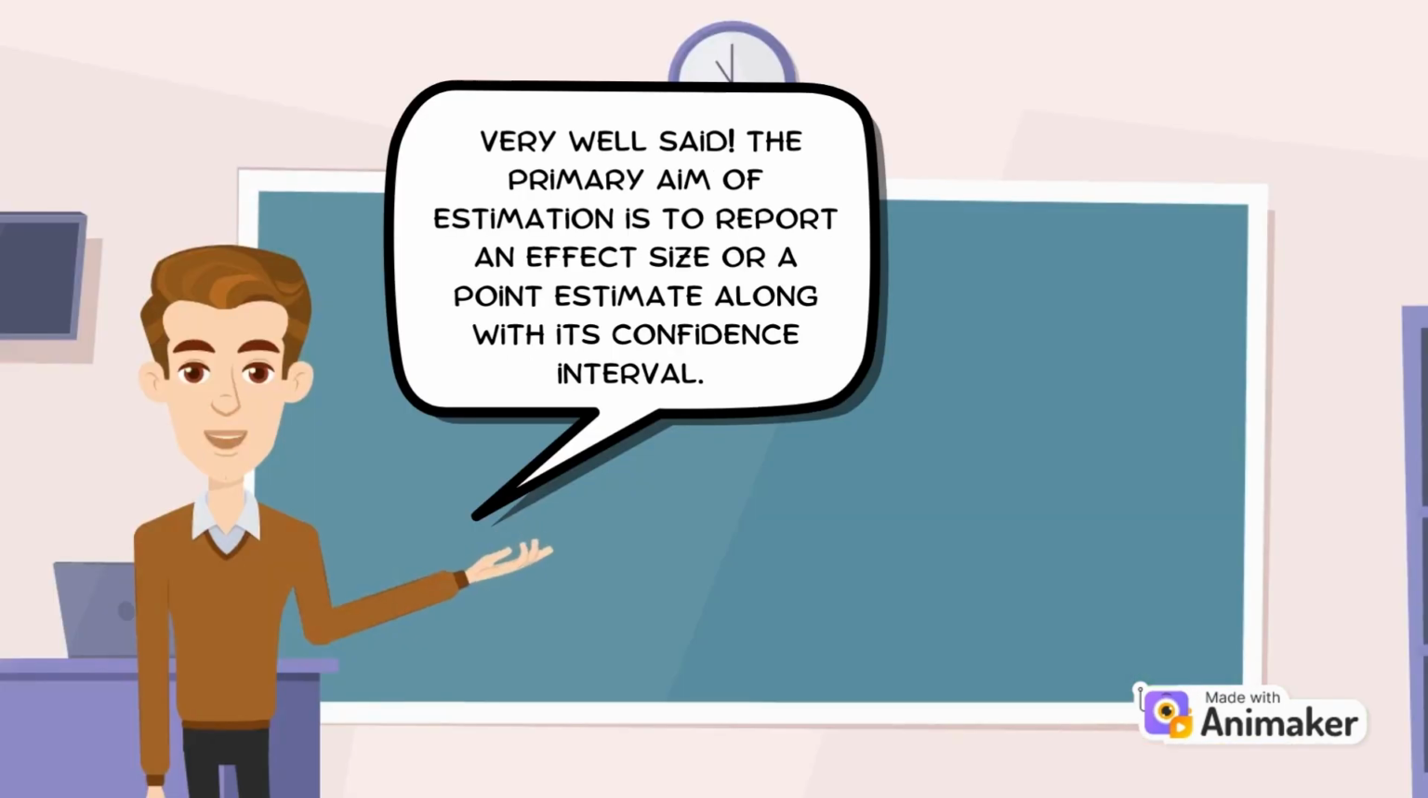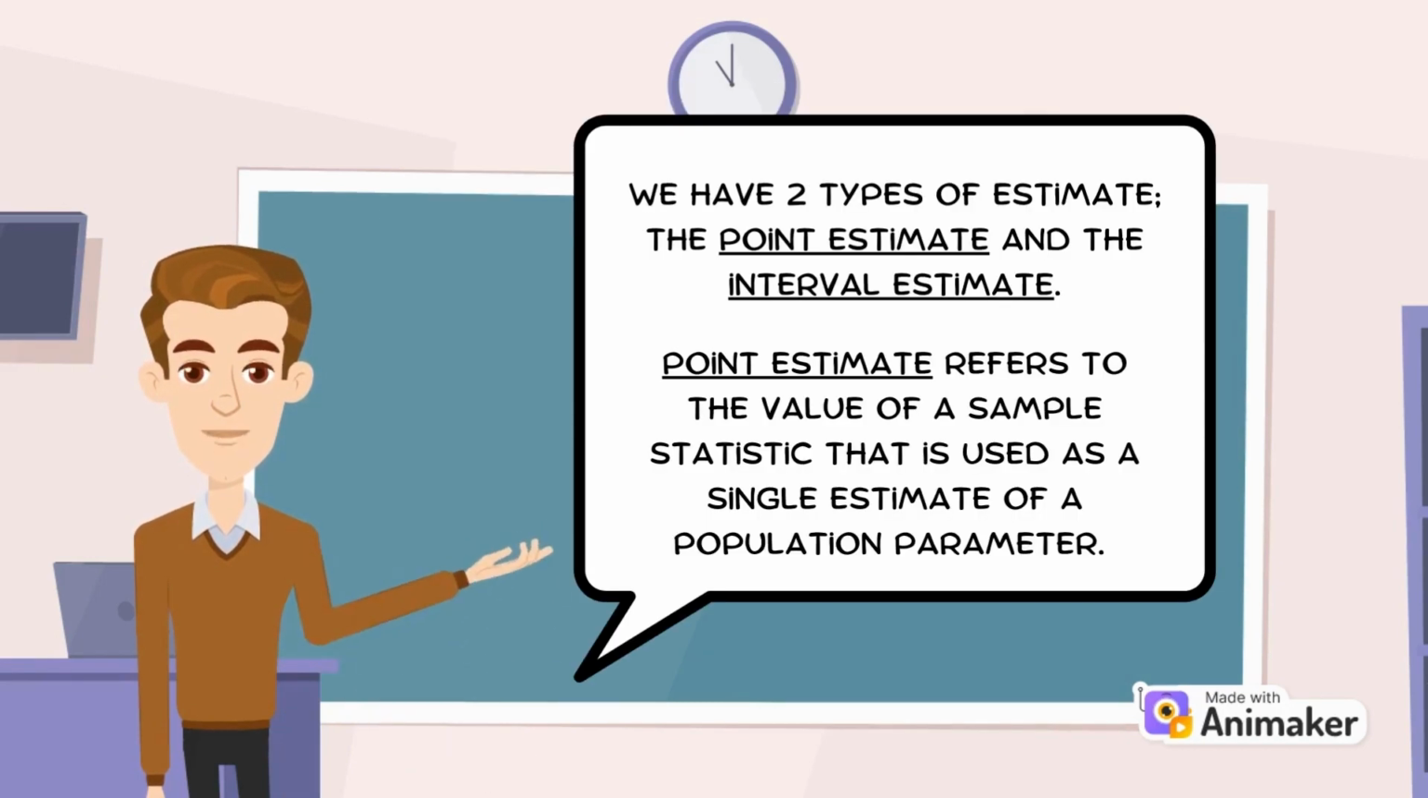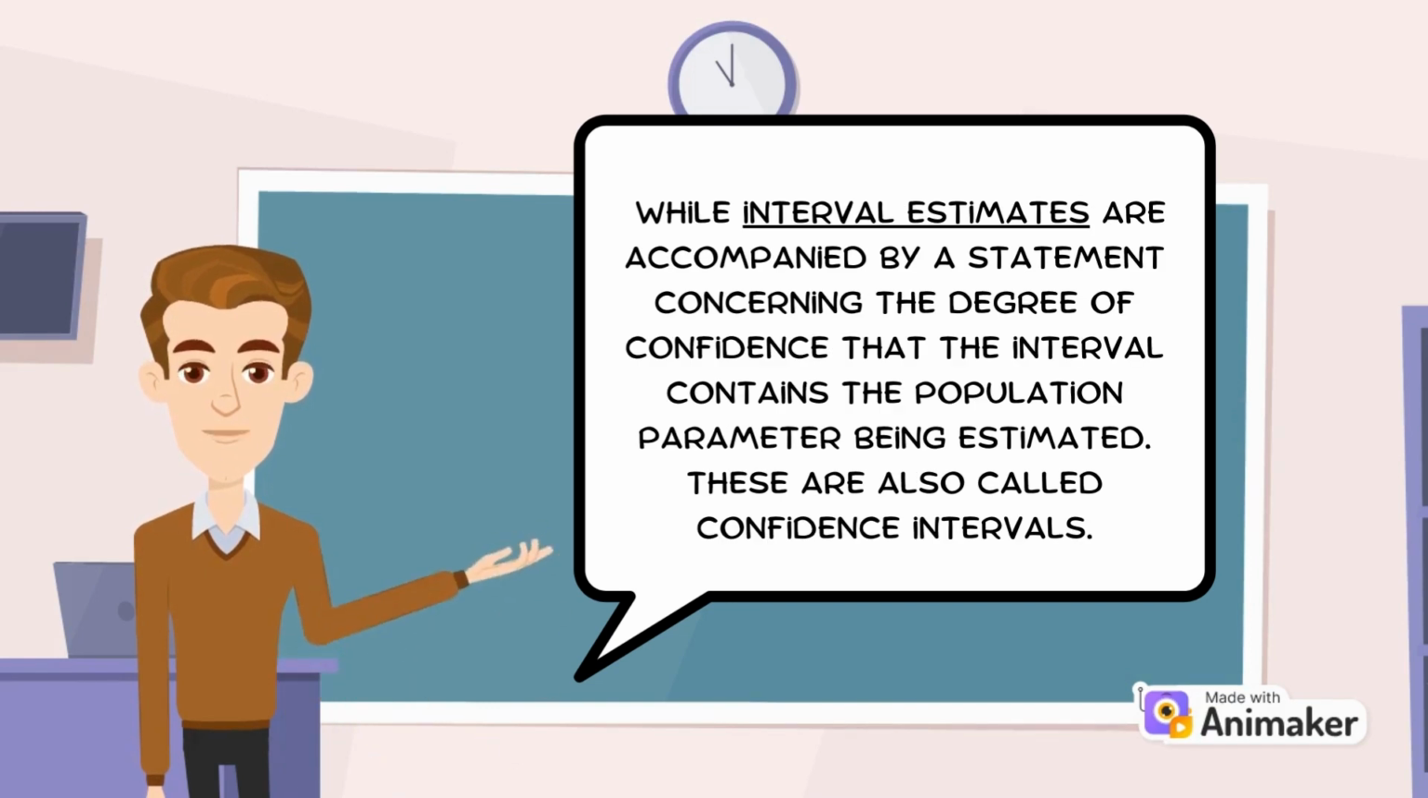Very well said. The primary aim of estimation is to report an effect size or a point estimate along with its confidence interval. We have two types of estimate, the point estimate and the interval estimate. Point estimate refers to the value of a sample statistic that is used as a single estimate of a population parameter, while interval estimates are accompanied by a statement concerning the degree of confidence that the interval contains the population parameter being estimated. These are also called confidence interval.